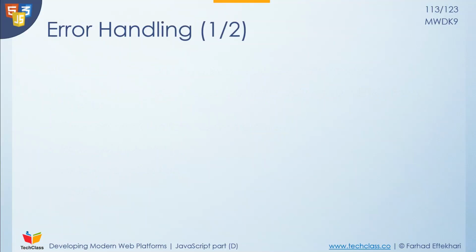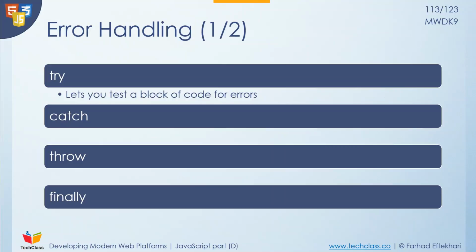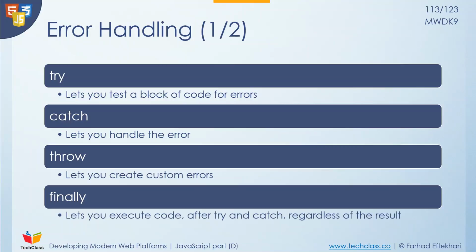And now let's talk a little bit about error handling. We have this try, catch, throw, finally part for error handling. Let's see what each of them means. Try lets you test a block of code for errors, and catch is the part that lets you handle the errors. Throw lets you create custom errors. And finally is the part that is executed at last, and lets you execute code after try and catch regardless of the result.